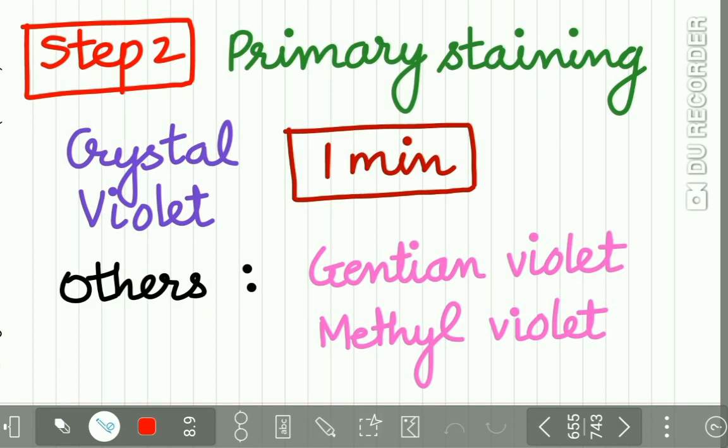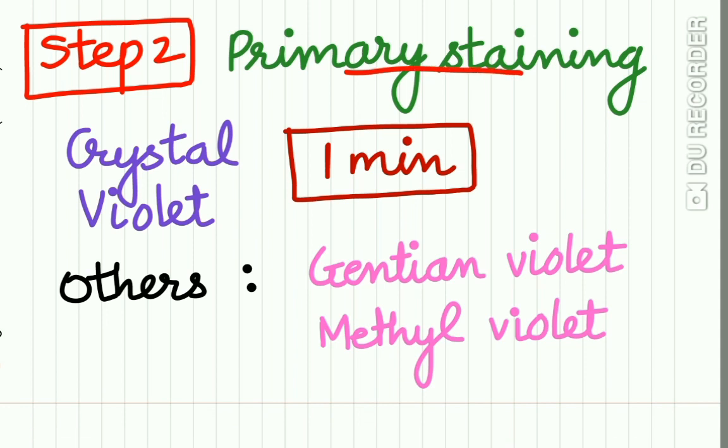Now step 2 is that of primary staining. The primary staining is mostly done with crystal violet, which is also called the primary stain. This stain, crystal violet, is applied for 1 minute. The other alternatives to crystal violet are gentian violet and methylene violet.